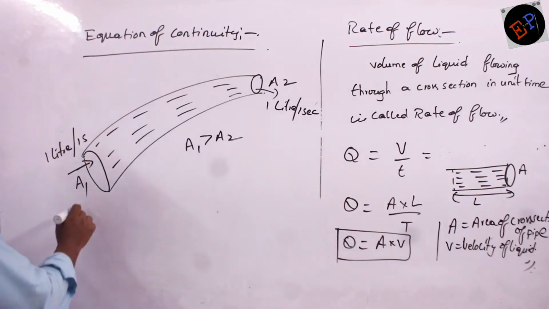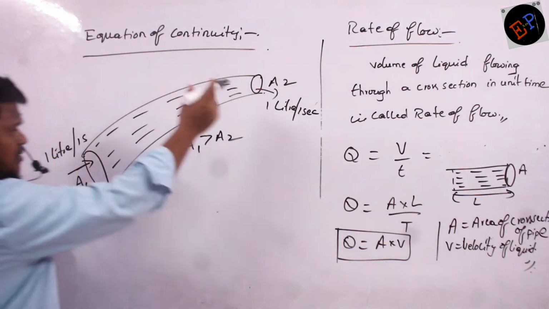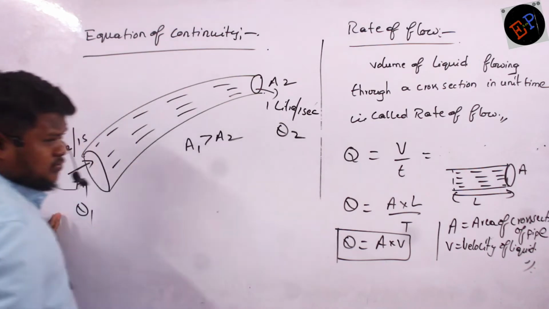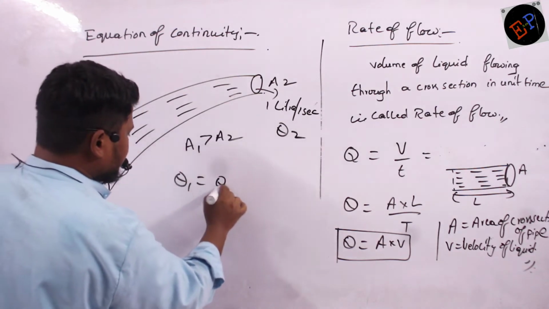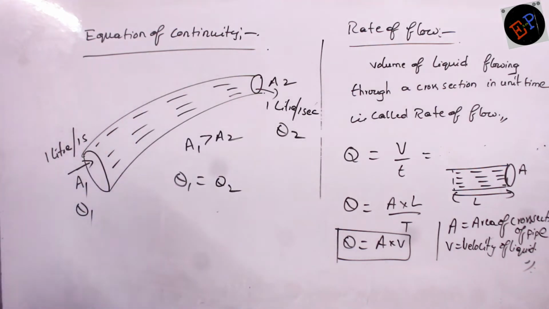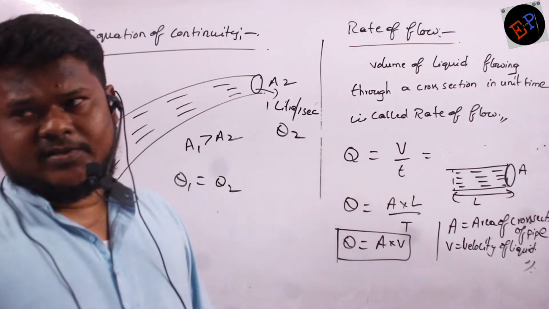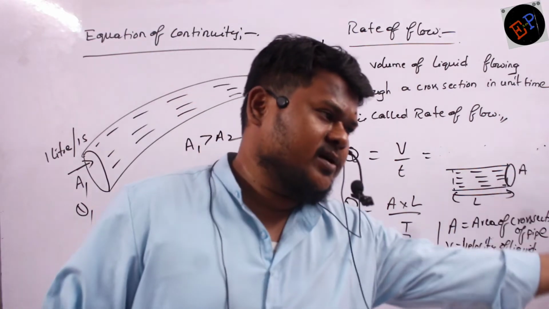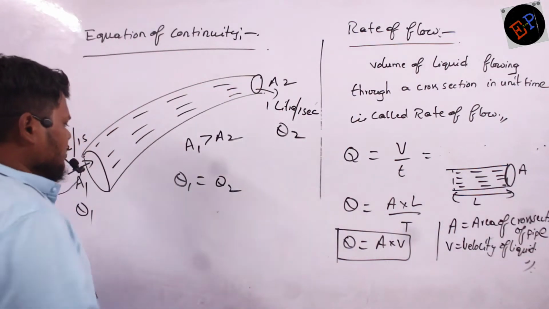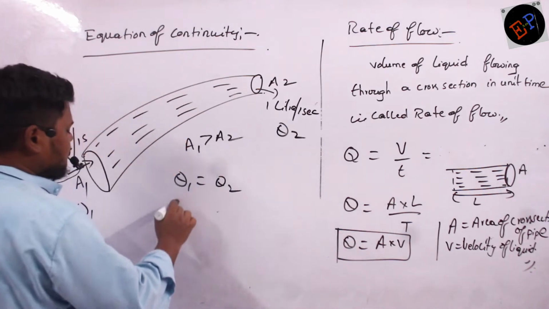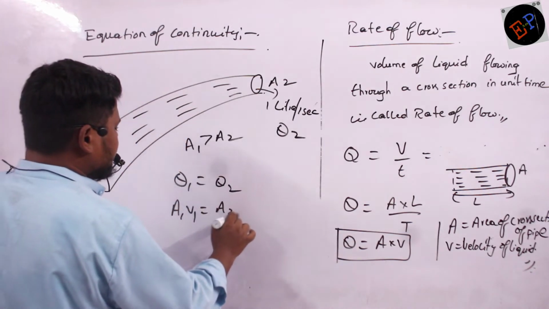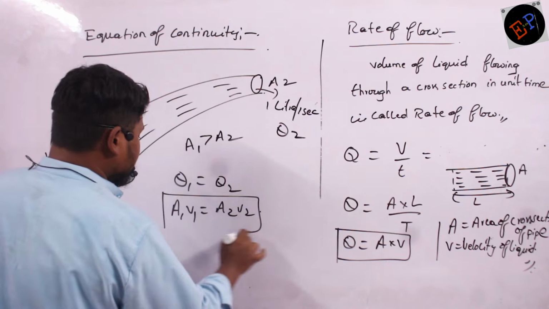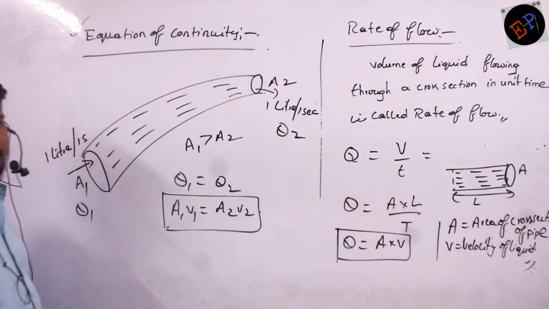So therefore here the rate of flow, if it is Q1, and here the rate of discharge, if it is Q2, definitely I can say Q1 and Q2 should be equal. Understood, no? Why are they equal? Because inside the pipe there is no storage. If 1 liter is entering in 1 second, the same 1 liter should come outside also. And what is the Q value? A1 V1 is equal to A2 V2. This equation is nothing but the equation of continuity.